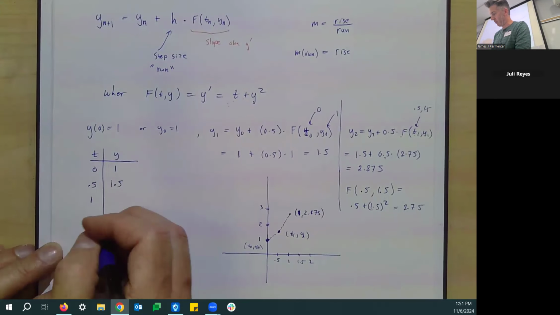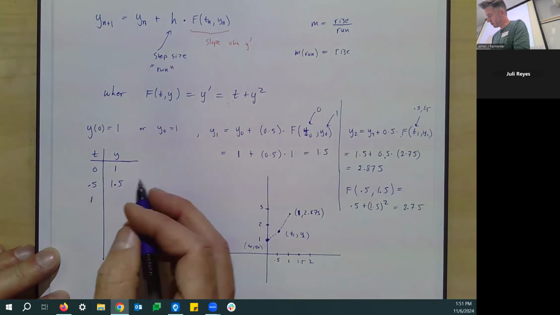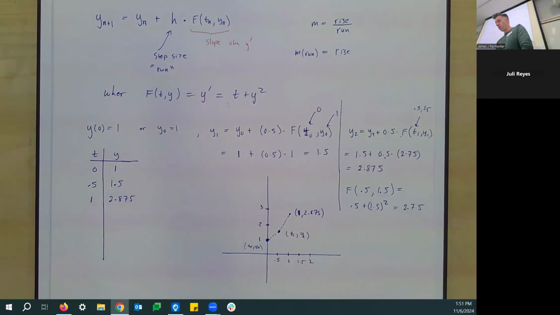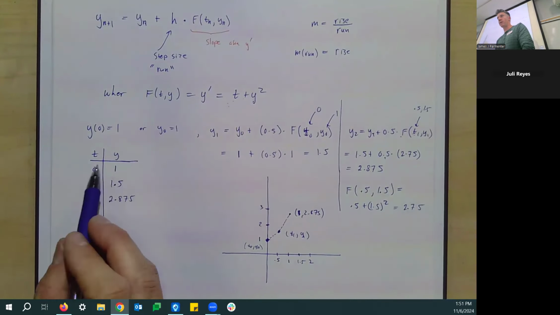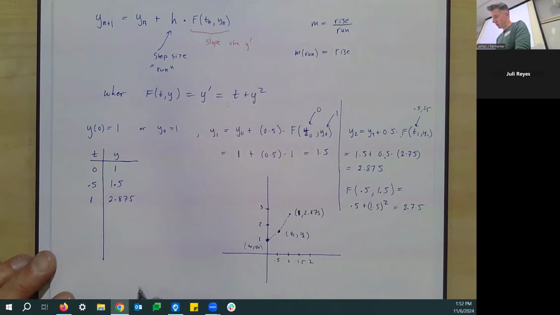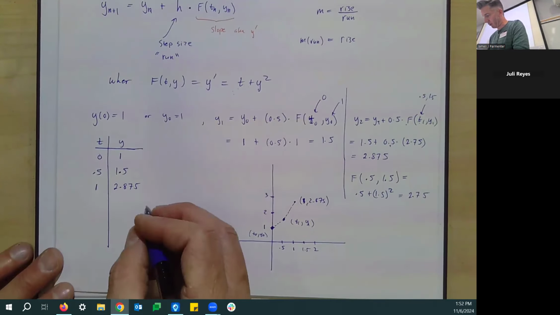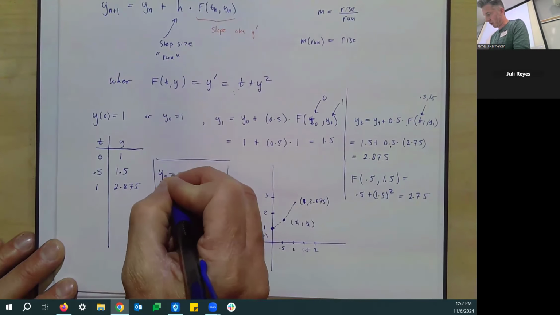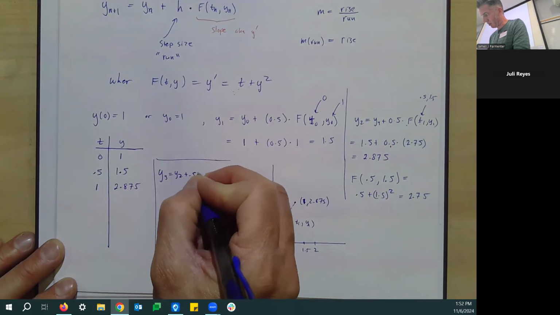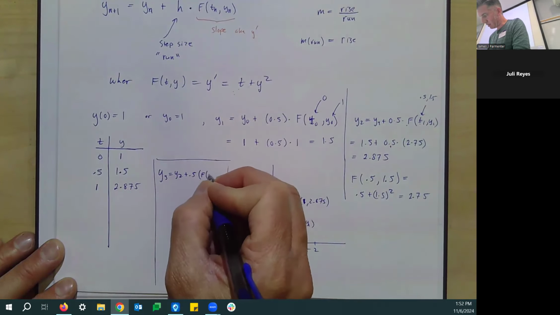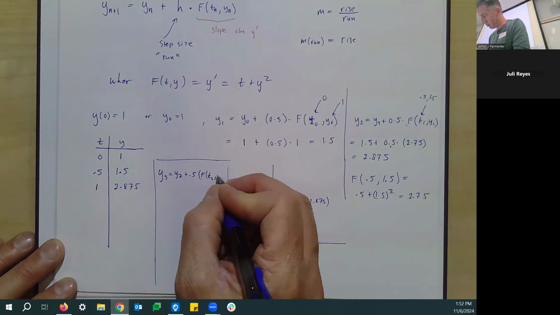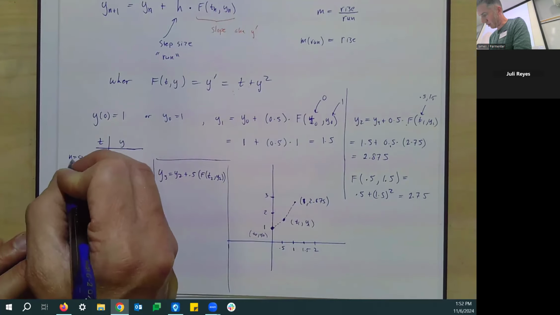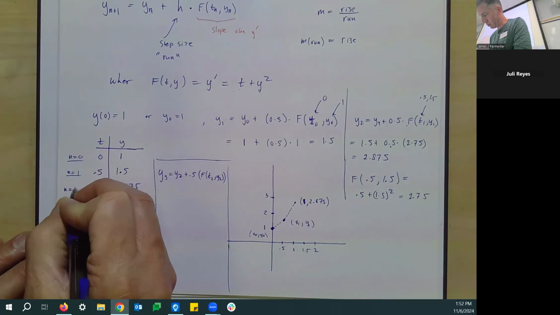Sorry, I kind of abandoned my table over here. What I'm using this table for really is these are the numbers that are going into my differential equation. For the next one here, I've kind of given myself not the best amount of room. Sorry, I'm writing all over the place. For y sub 3, it's going to be y sub 2 plus 0.5 times f of t sub 2 comma y sub 2. And here's my n equals 0, n equals 1, n equals 2.